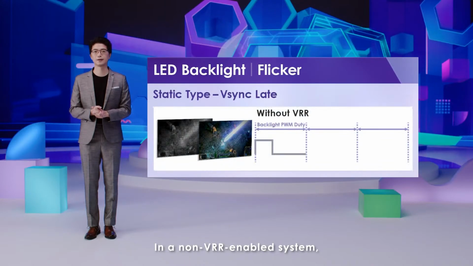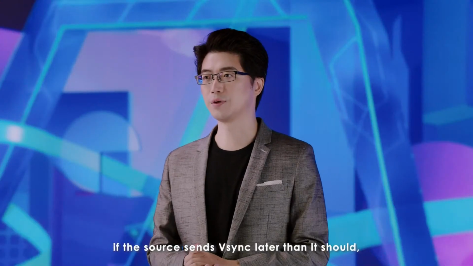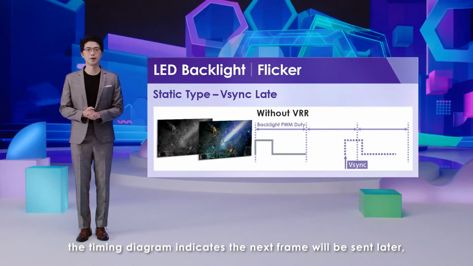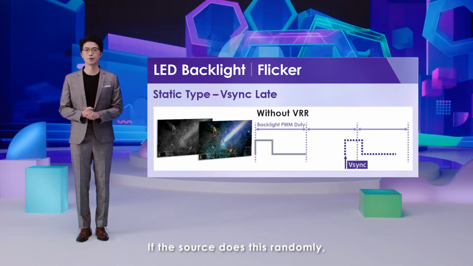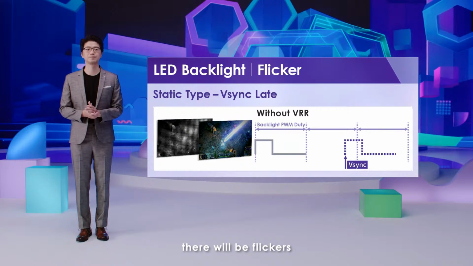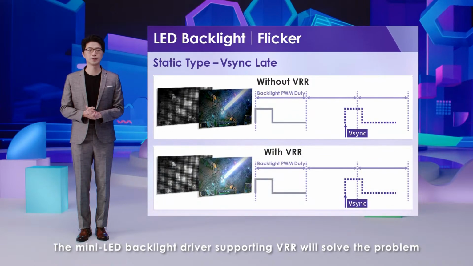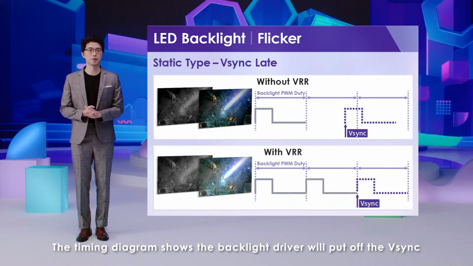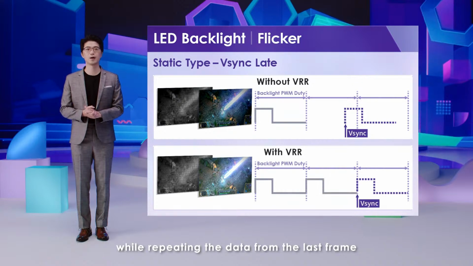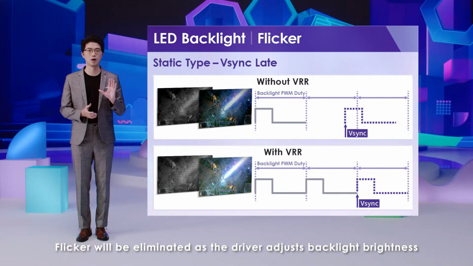In a non-VRR-enabled system, if the source sends V-Sync later than it should, the timing diagram indicates the next frame will be sent later, lowering the brightness of the entire image. If the source does this randomly, there will be flickers. The mini LED backlight driver supporting VRR will solve the problem. The timing diagram shows the backlight driver will put off the V-Sync, while repeating the data from the last frame before showing the data from the new frame. Flicker will be eliminated as the driver adjusts backlight brightness.